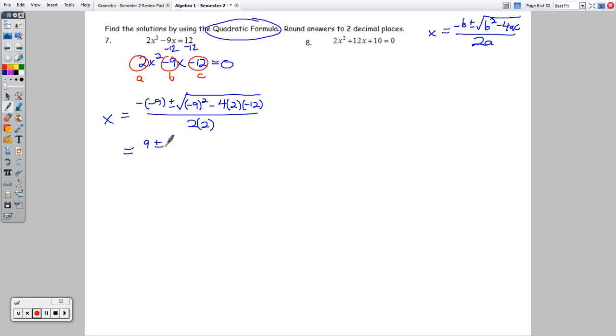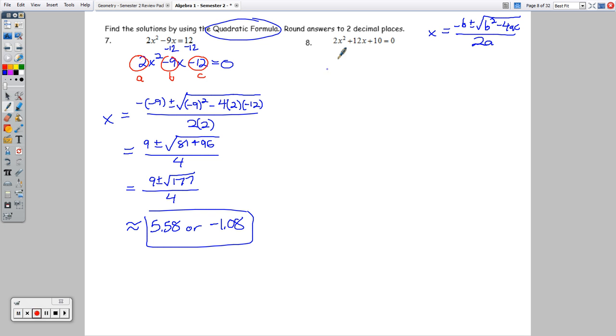So this would be 9 plus or minus 81. And negative times a negative here would make that positive. 4 times 2 is 8, and then 8 times 12, you have 96 here, all over 4. And so 9 plus or minus, that would be the square root of 177 over 4. At that point, it says round to 2 decimal places, so you could put these two options in the calculator. 9 plus the square root of 177, all divided by 4, or minus. And those two options look like they would give you 5.58 approximately, or negative 1.08. So those would be your two answers.